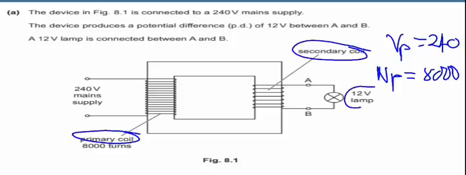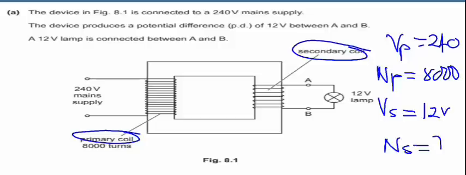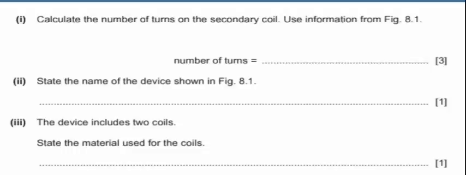Then the voltage on the secondary coil, we say Vs, which is 12 volts. What about the number of turns on the secondary coil? Here we don't have it. So let's see the question. The first one, Roman number 1, is saying calculate the number of turns on the secondary coil. Use information from figure 8.1.